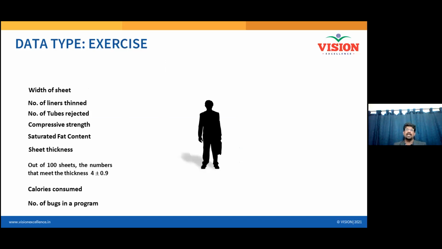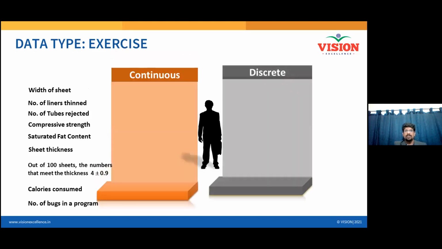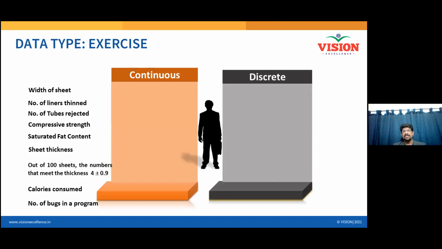Now we have small exercises. I want all of you to participate. We have some data types, and you have to choose what kind of data is present here. Let us go with the first one. Width of the sheet. What kind of data? Is it continuous or discrete? Discrete. How? You have a fixed length or width. It is not going to change. It will be the same value.